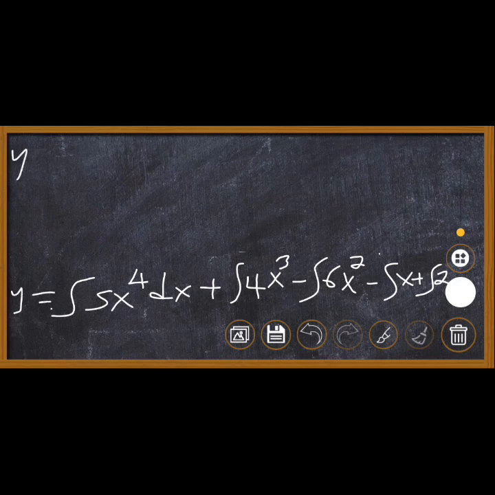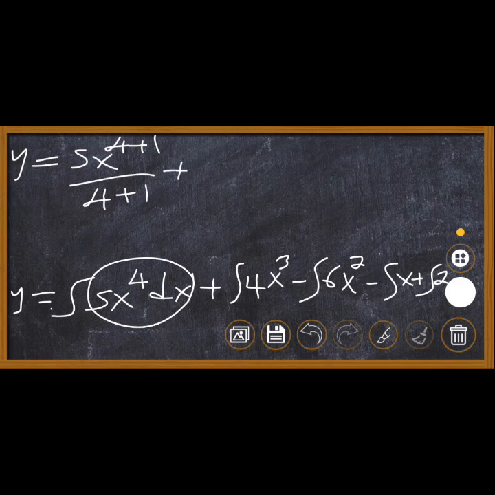So in this case then, when you remember what you have been doing, we said you simply add 1 to the power and then divide by the same power. So in this case, for us to integrate this part here, what are we going to do? We are going to add 1 to the power. So we are going to have 5x^(4+1) over 4+1. Then we come to the next, we do likewise.